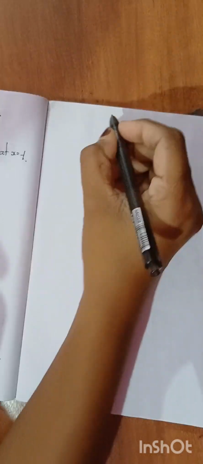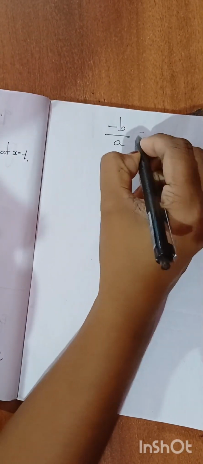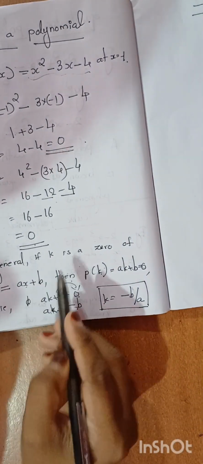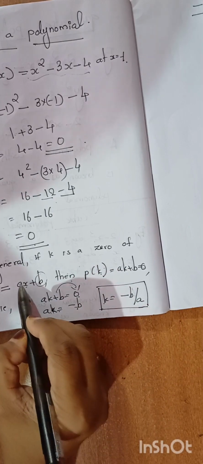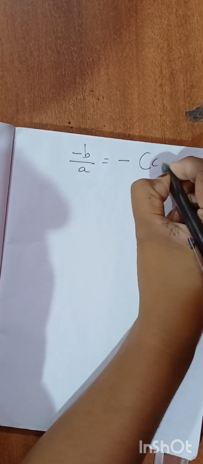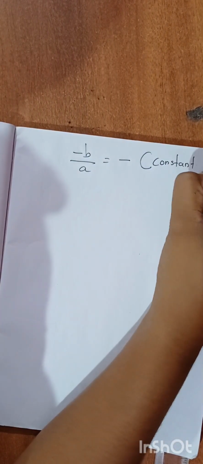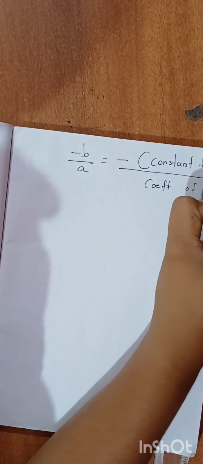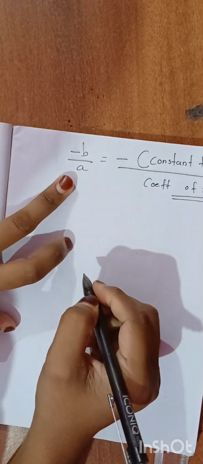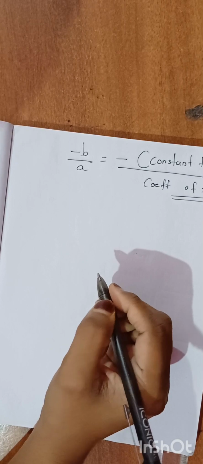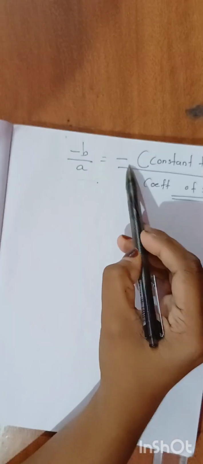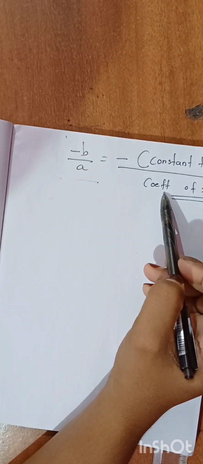Then we can write it as minus b by a. In this polynomial ax plus b, b is the constant term, right, and a is the coefficient of x. So we can write it like this: minus of b, the constant term, divided by the coefficient of x. That is, from a polynomial we can find out the zero of the polynomial by using this equation, minus b by a, that is minus of the constant term divided by the coefficient of x.